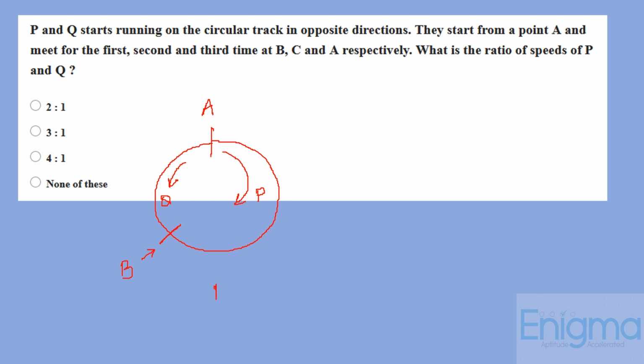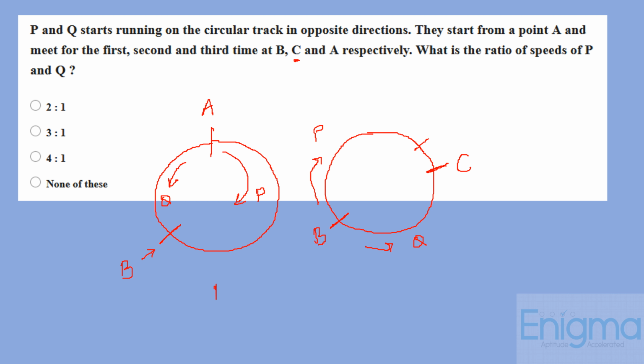Now again they are traveling in opposite directions. So that means B is over here. P continues traveling in this direction and Q continues traveling in this direction. Now as B is here, and by the same logic, since the speed of P is more than the speed of Q, the meeting point will be a bit greater than the halfway point. So this would be the second meeting point C.